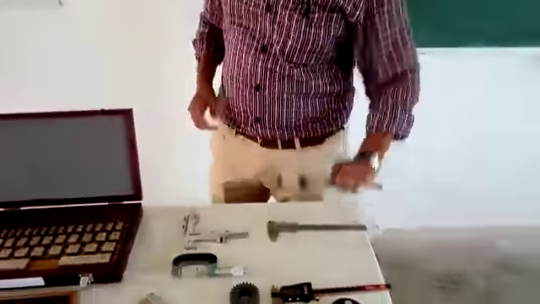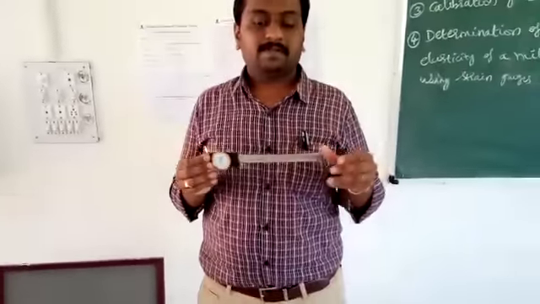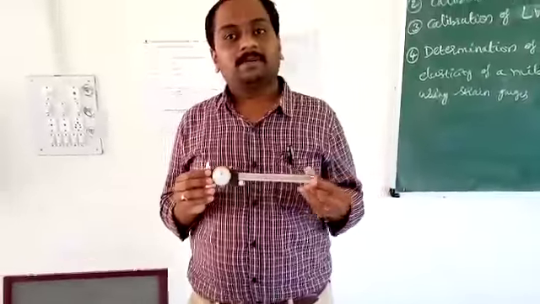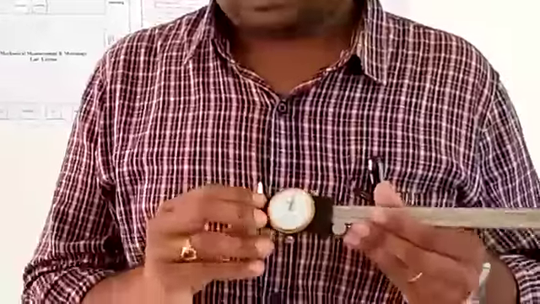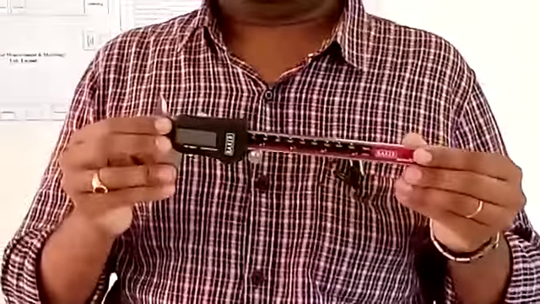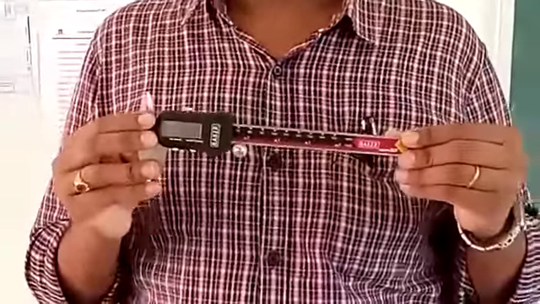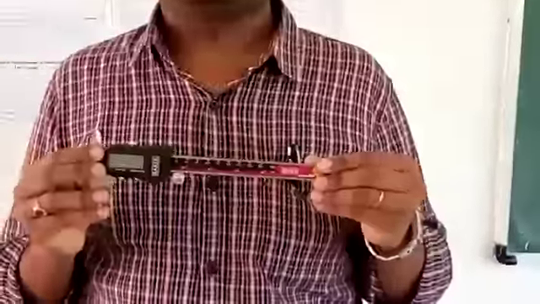And these are some of the different vernier calipers. The first one which I showed was a simple vernier, and this is an analog vernier caliper where you are going to get the readings in an analog form. And the next one is the digital vernier caliper, and the least count of all these vernier calipers is 0.02 mm.